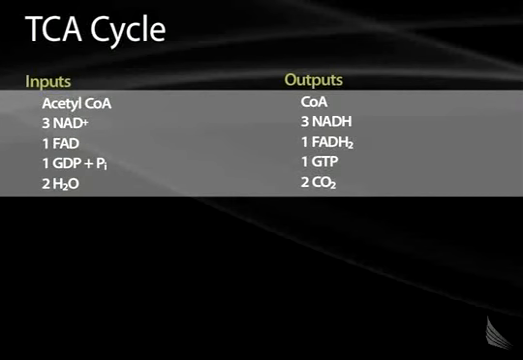You have an input of acetyl-CoA, 3 molecules of NAD+, a molecule of FAD, a molecule of GDP plus inorganic phosphate, and 2 molecules of water. The outputs are the CoA from acetyl-CoA. You get 3 NADHs, 1 FADH2, and 1 GTP, and 2 molecules of carbon dioxide, which are the 2 carbons that came from the acetyl-CoA.